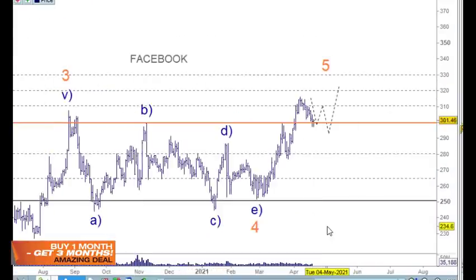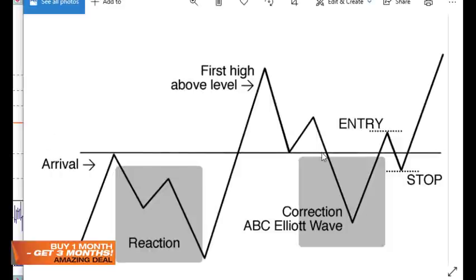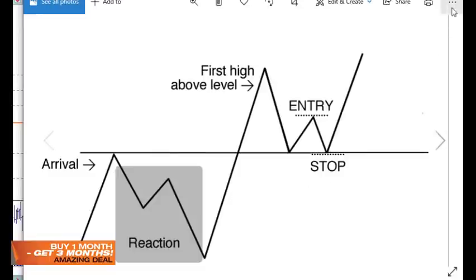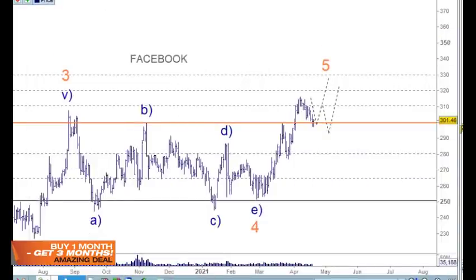And with Facebook, we were looking at a bit of a classic trading levels pattern where we have the arrival, the reaction, the first high above the level, an ABC pattern, and then pushing higher. A lot of the times, and this is a good case for the variation of this, it just comes down and sits on the level and pushes up from that point as well. So we need to be a little bit mindful of that. This is the normal one we get where it pulls back below the level, and this is the variation where it just sits on the level at that point as well. So we just need to be a bit mindful of that.